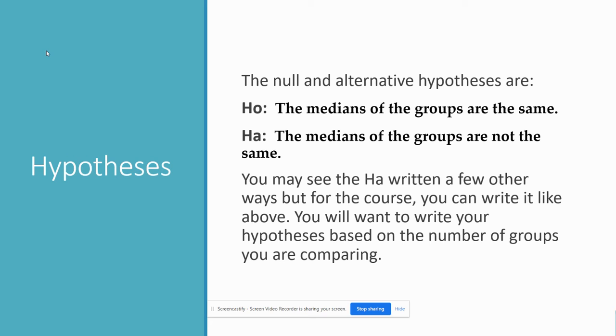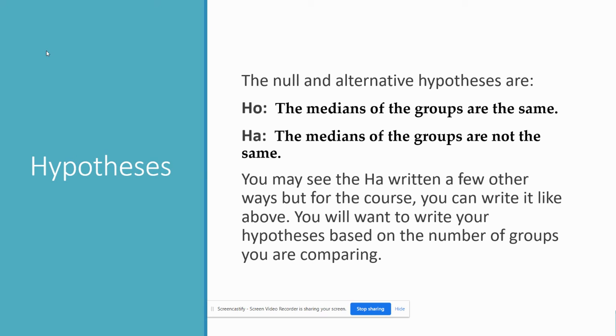Okay, your null and alternative hypotheses are: the null is the medians of the groups are the same. The alternative is the medians of the groups are not the same. All right. Think about this. You saw this in ANOVA, but instead of the word median, you saw the word mean. Basically, we're running the same test. ANOVA, you use the means. Kruskal-Wallis, you use the medians.